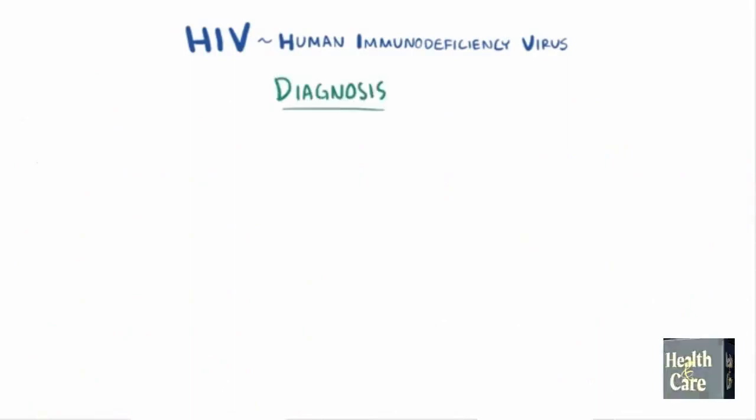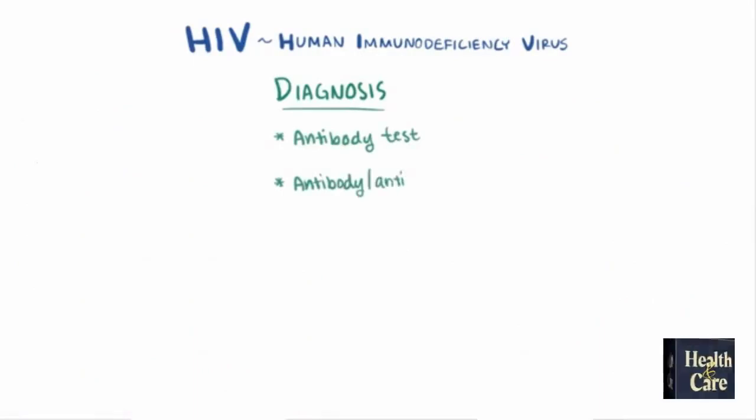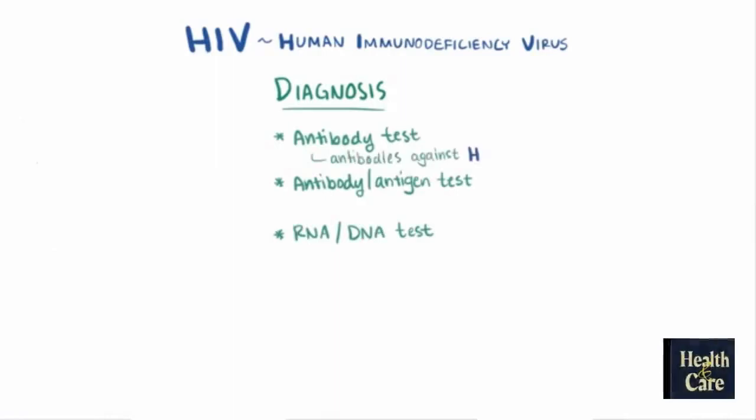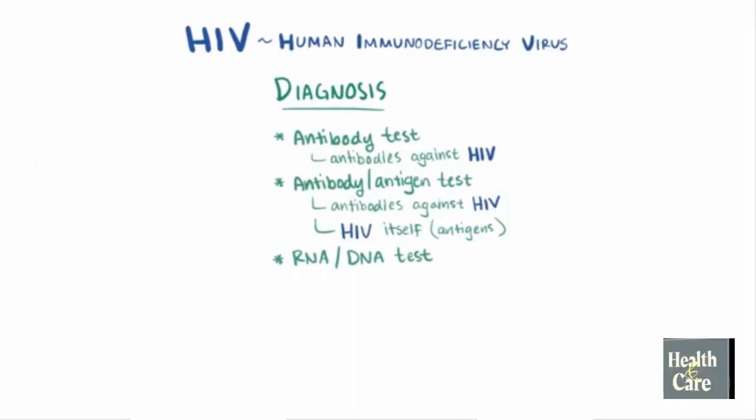As far as diagnosis goes, there are a few types of HIV tests that can be done: antibody tests, antibody/antigen tests, and RNA/DNA tests. Antibody tests look for antibodies that the body's made against HIV. Antigen tests look for the virus directly, so antibody/antigen tests detect both antibodies to the virus as well as the virus itself. RNA tests screen for viral RNA, so they also detect the virus directly, and DNA tests look for copies of the viral RNA, since remember it's a retrovirus, so it copies its genetic material into DNA.